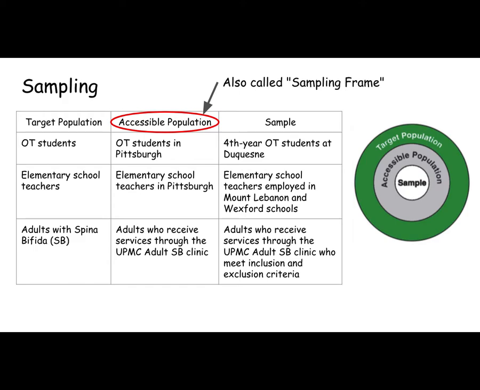So there is another idea of a sampling frame. Your target population may be all OT students. The students that are actually accessible to you are OT students in the Pittsburgh area. And from that, these are the people you would actually draw your sample from. So the idea is, yes, you may be interested in all people in this target population, but the ones you can realistically get in a study, this is your accessible population or your sampling frame.